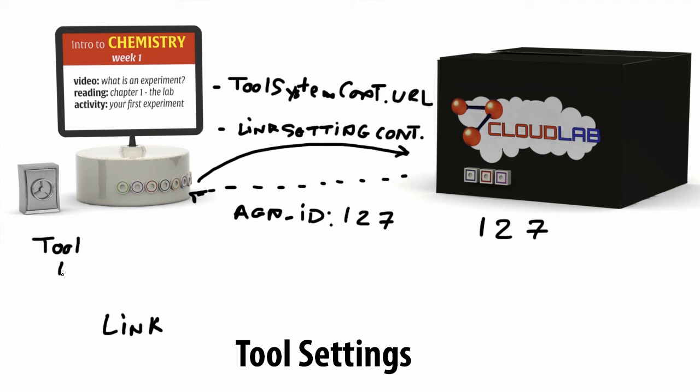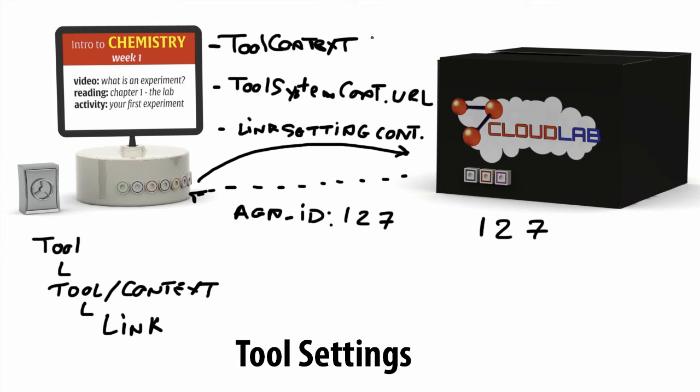And actually, there is an in-between value, which is a tool setting for the current context, for the current course. And there also you can put some parameters so that any links executed within that context will also contain that parameter. And for that, you will have a third container, which is a tool context container URL.